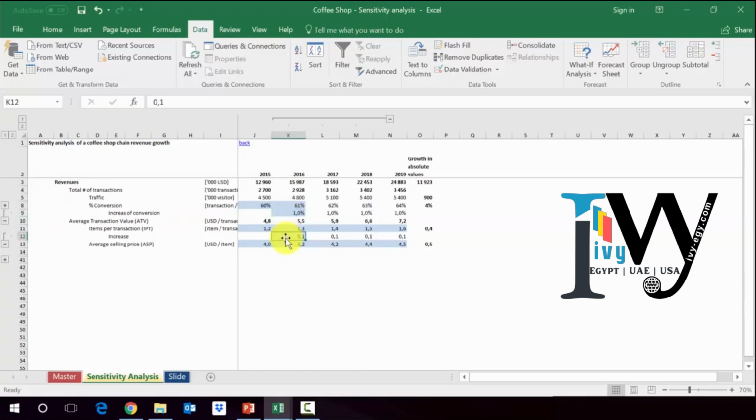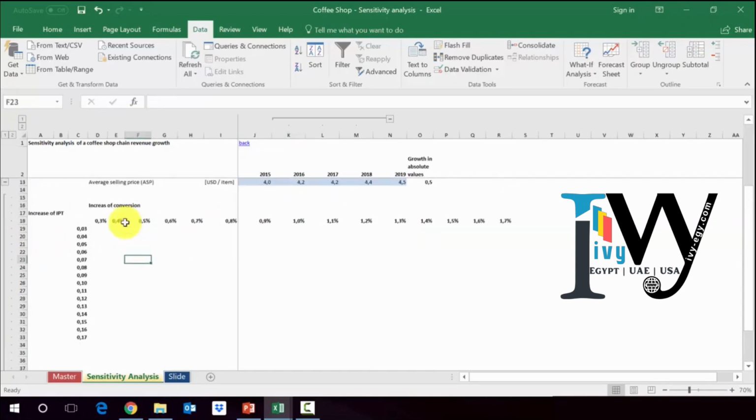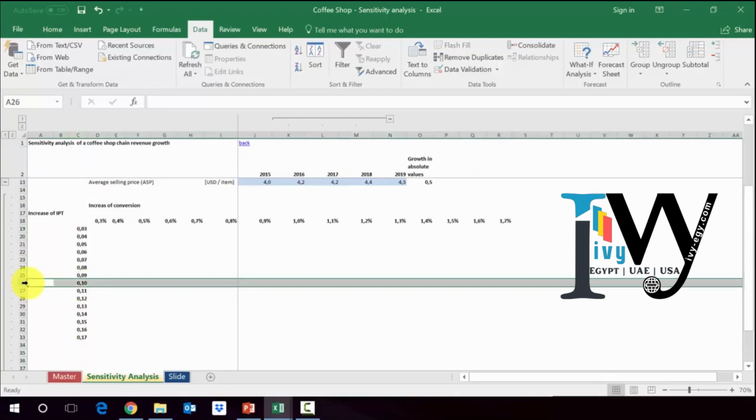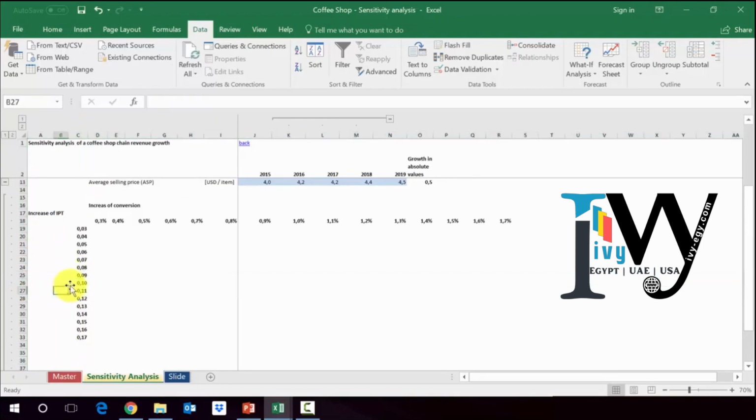So how do we do it? First of all, we have to create a table with the potential values, and here we have it. In column C, we assumed certain values for IPT. In the calculation, we have used 0.1, and we want to check what will happen if we change this assumption from 0.1 to, for example, 0.9, 0.8, etc.